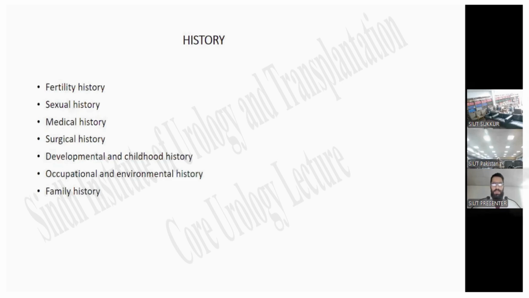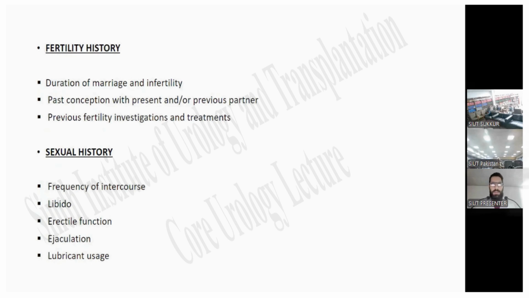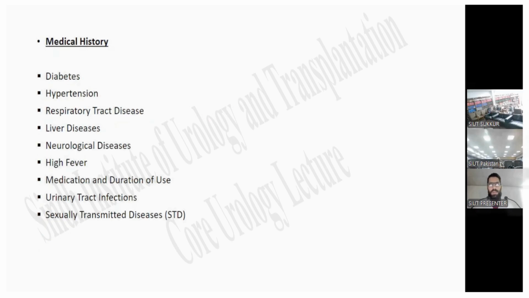So the history includes fertility history, sexual, medical, surgical history, developmental and childhood history, duration of marriage and infertility, along with history of family and previous fertility investigations and treatments. Sexual history includes asking about frequency of intercourse, libido, coital disorders, along with history of any medication intake and their duration of use, history of any urinary tract infections, and history of sexually transmitted disease.